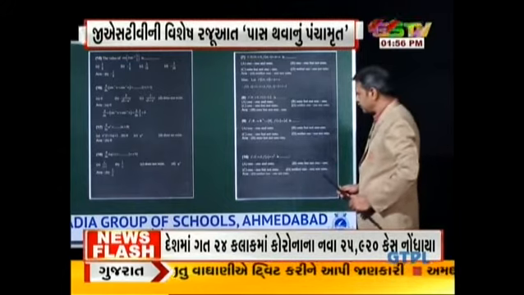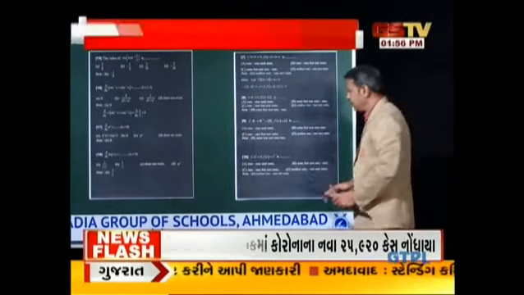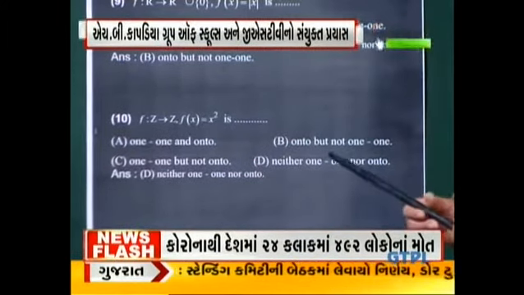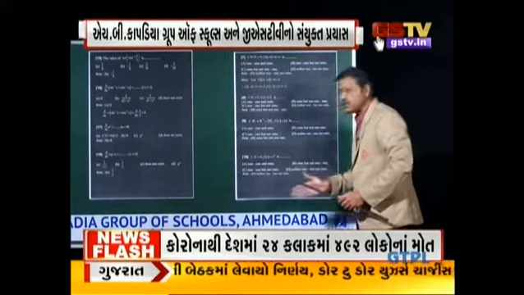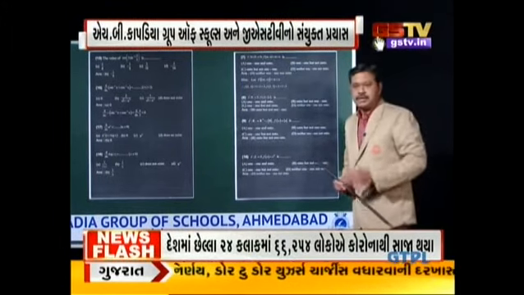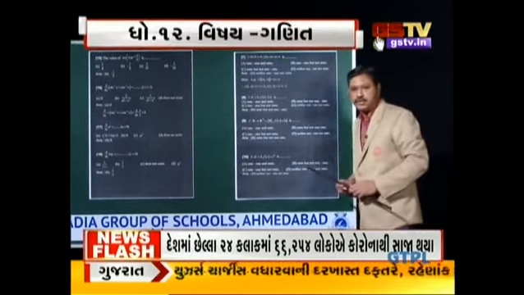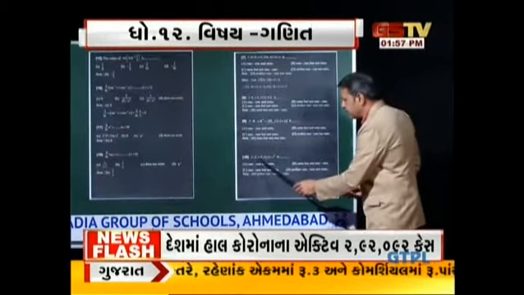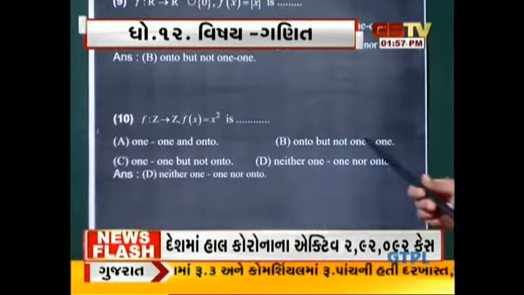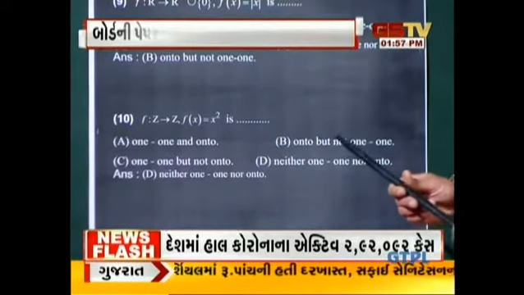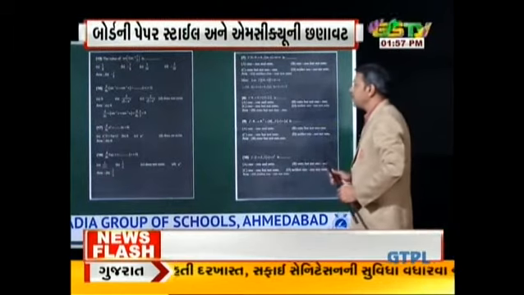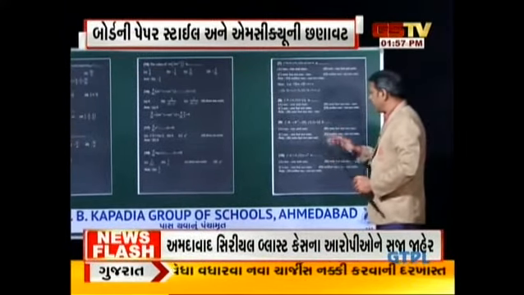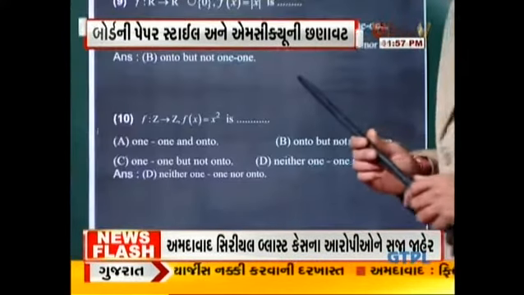Next question number 10, students. It's also from chapter number 1. f from Z to Z, f(x) is equal to x square. It's a very simple question. A similar question is also given in the textbook, right? f(x) is equal to x raised to 4 type function. So here we will take the x square function. The x square function for integers Z is also neither 1-1 nor onto. Students, please remember this type of different functions for chapter number 1, so you can write the answer directly in the MCQ part.